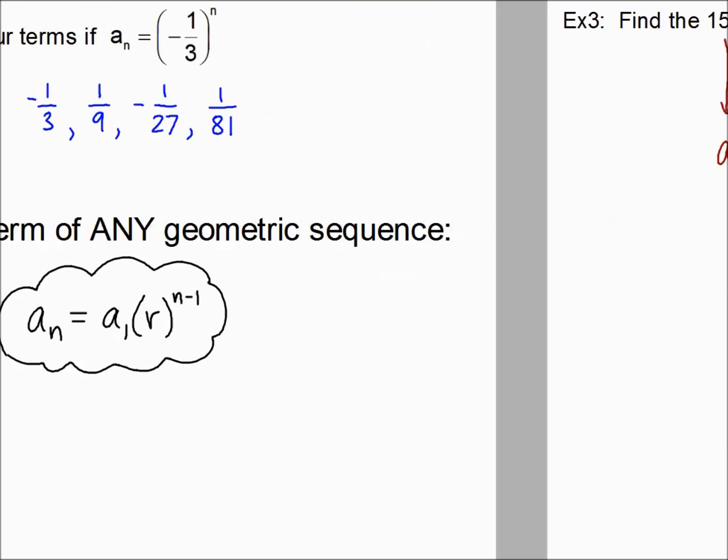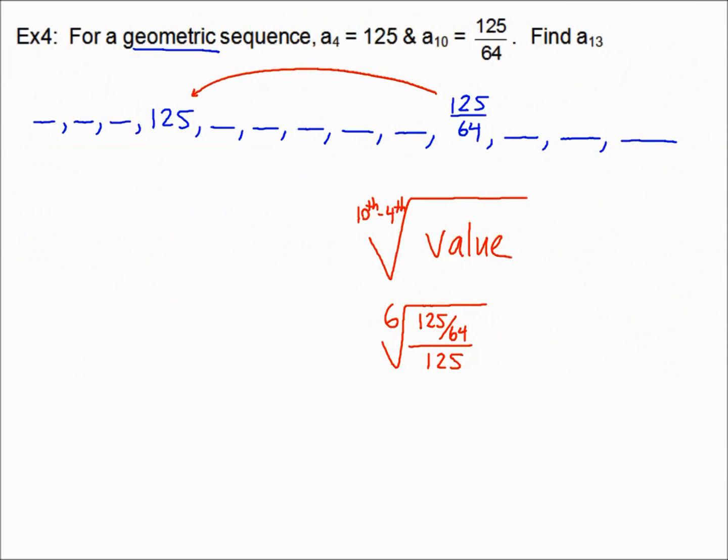Okay, so let's go back to the problem at hand. So we're taking the sixth root of this division. So we're going to be finding the value. So this is like the number of spaces in between our terms, and that's what determines our radical. And the value is just dividing our terms backwards.